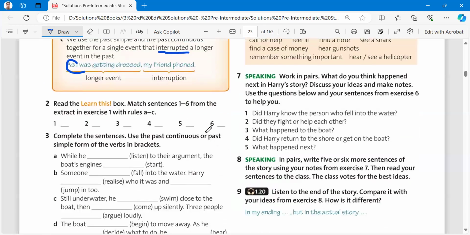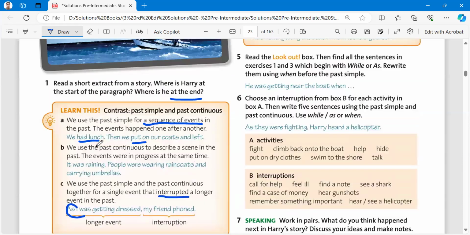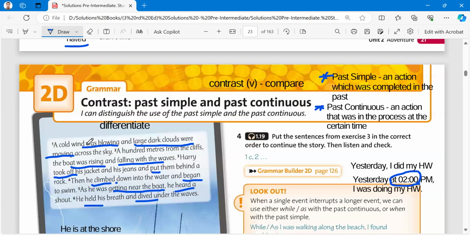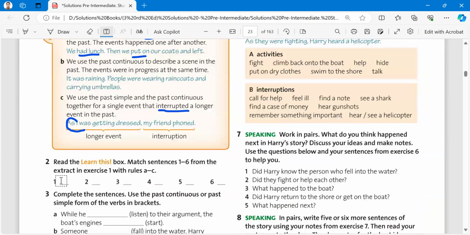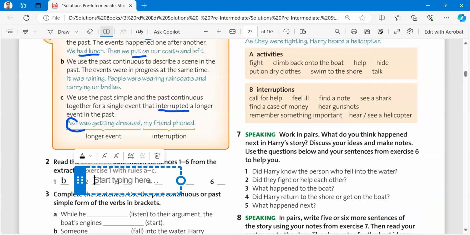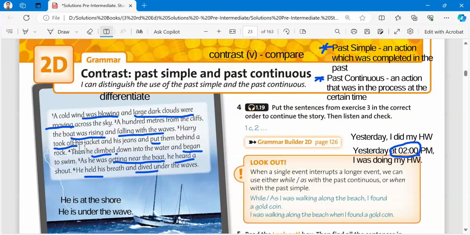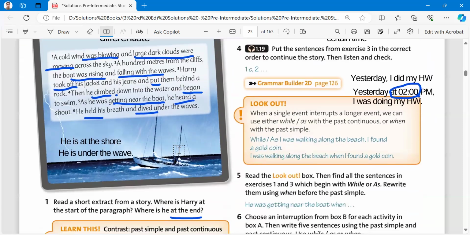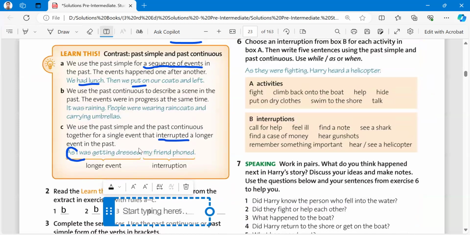It's a short event. Now we will match sentences from 1 to 6 from the extract in exercise 1 with rules. Okay, now for the first one, a cold wind was blowing, it's describing a scene. That's why the first is B. Next is the second. A hundred meters, a cliff, the boat was rising and falling with the waves. Again, it's B because it's describing the scene. It was in process, right? At the same time. Next, the third sentence is here. Harry took off his jacket and his jeans and put them behind a rock. Yeah, the actions are happening in a sequence. That's why the third is A, sequence.